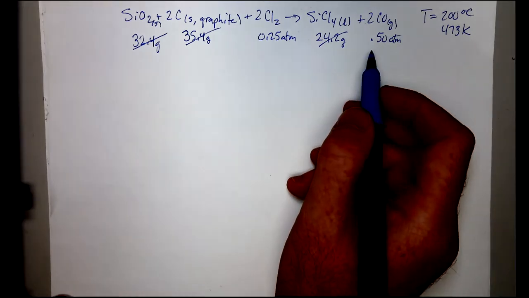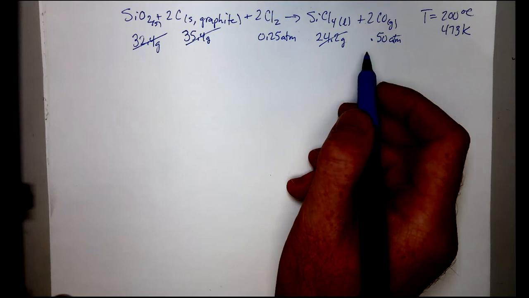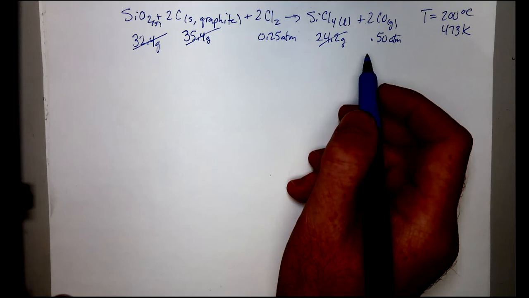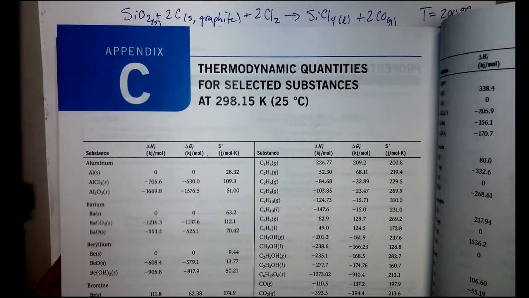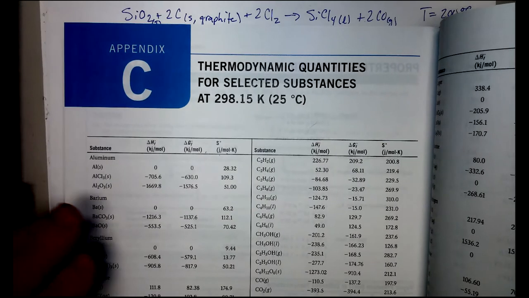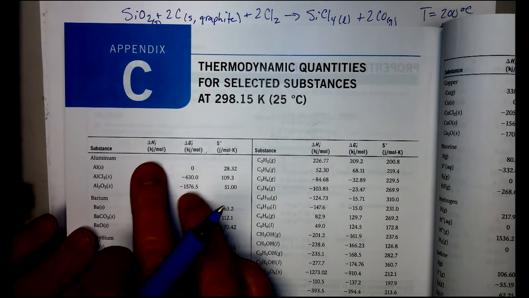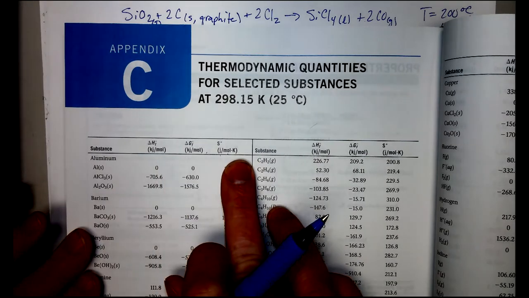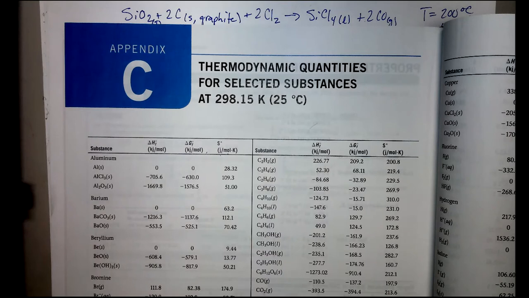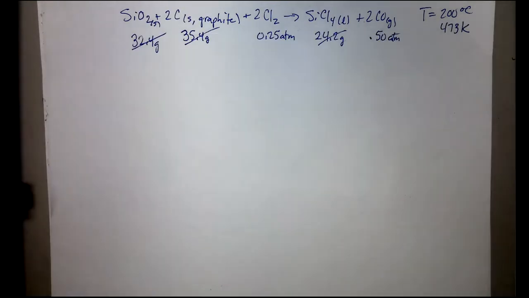Before we get to that point, what I'm going to need is a delta H and a delta S so I can get the delta G standard. Which means we're going to be back to referring to our friend Appendix C, where we're going to need to pull the delta H and the delta S out of the table for each thing. And so we're going to, in fact, do that.